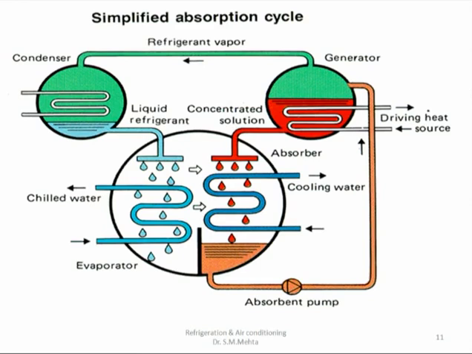So cooling water is continuously circulated through the absorber, which keeps the absorber vessel cool so that the absorption process can be enhanced. I would like to repeat here that cooling water is circulated through the absorber vessel because the absorption process is exothermic. Heat is liberated during the absorption process. If we don't remove this heat, the absorption process will slow down. So to enhance the absorption process, cooling water is circulated to remove the heat liberated in the absorption process.